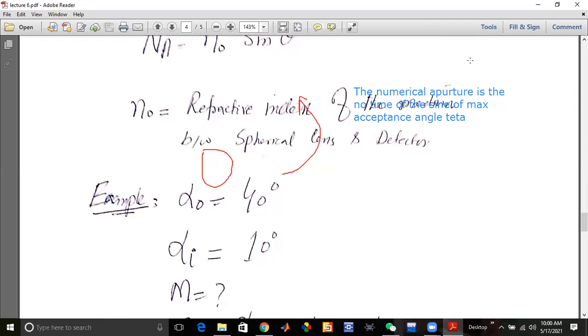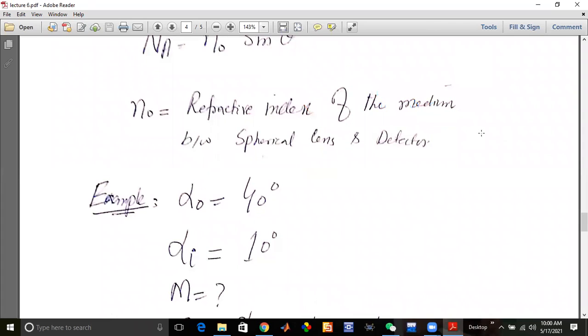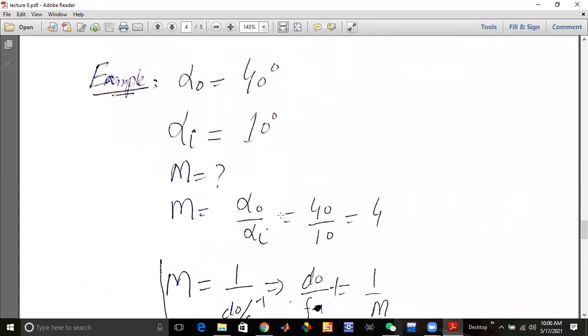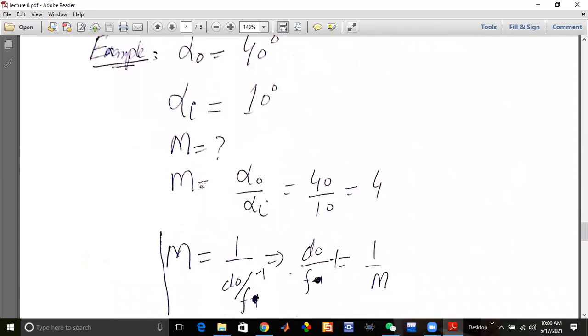Let's consider a simple example here. If alpha naught is 40 degrees, what is meant by alpha naught? The object angle is 40 degrees and the image angle is 10 degrees. Calculate the magnification m.